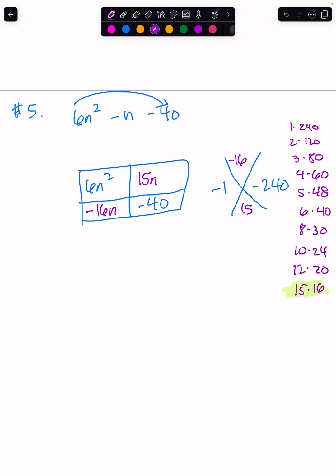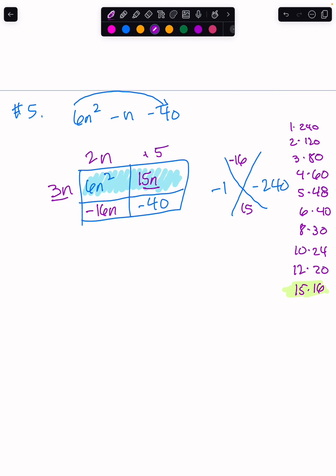Now, again, we have to look here and figure out what goes into both of those. And that number happens to be 3n. Okay, now 3n times what is 6n squared? Well, 3 times 2 is 6, and n times n is n squared. So there's that part. And then 3n times what is 15n? That's a +5.